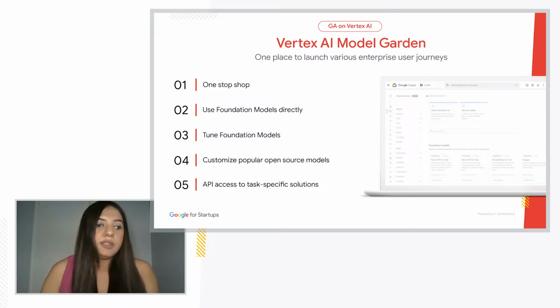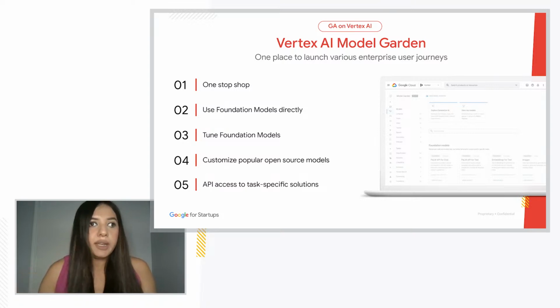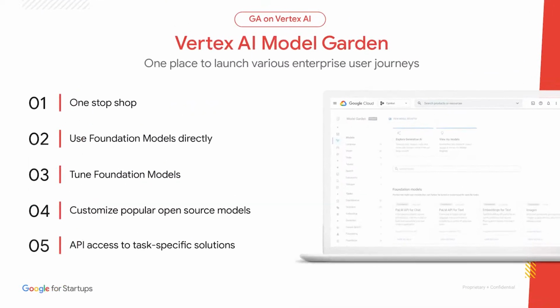And fifth is it has API specific, task specific solutions. So suppose you don't want to spend a lot of time in coding, you are looking for no code, low code API level solutions, you can come to Model Garden and look for just API access, task specific solutions such as classification, sentiment analysis, content moderation. All of this is supported in Model Garden.